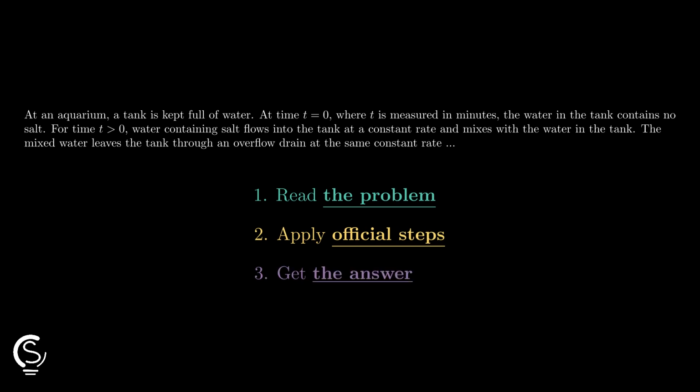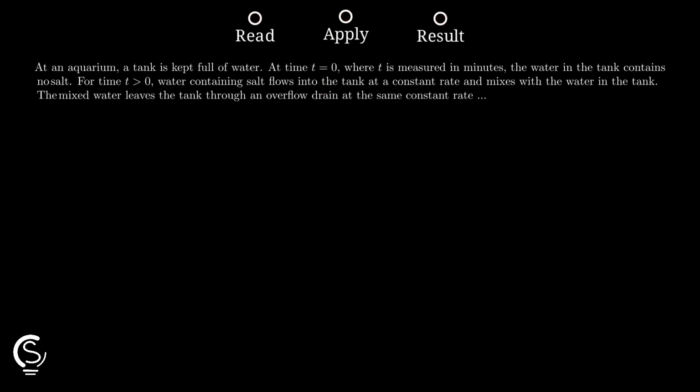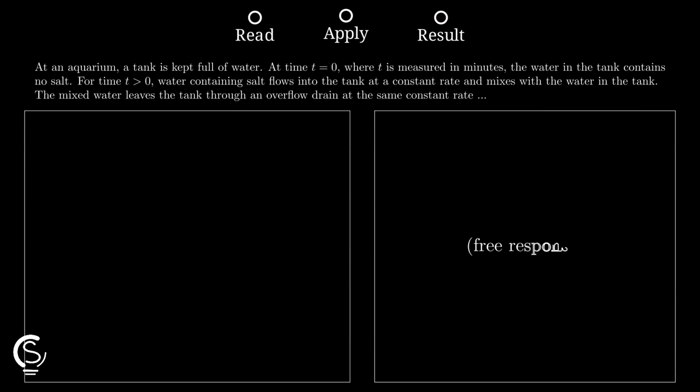Salt levels in this aquarium tank are changing fast, so let's use differential equations to model the flow and find our exact solution right now. First, we compare the rates of change by plugging 6 and 30 into our derivative formula. Since the absolute value is larger at 6, the salt amount changes more rapidly then.